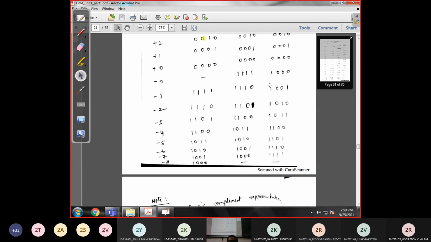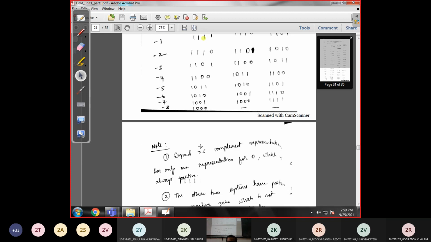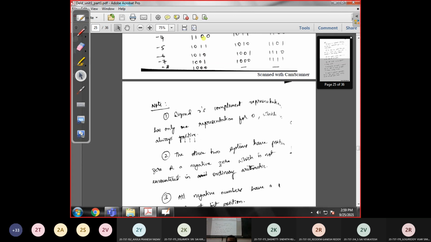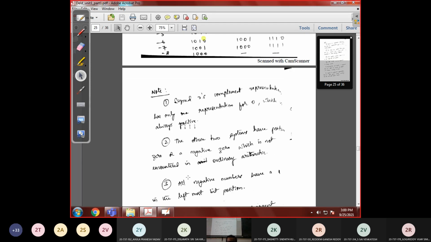So these are some inferences we draw from this table. Signed 2's complement representation has only one representation for 0, which is always positive. The other two systems, sign magnitude and signed 1's complement, have a positive 0 as well as a negative 0, which is not encountered in ordinary arithmetic. That is the reason why, whenever you are doing arithmetic at the lowest level, usually signed 2's complement representation is followed.